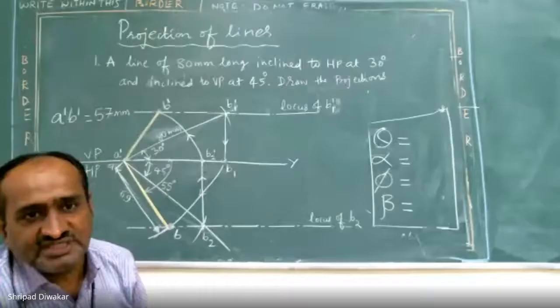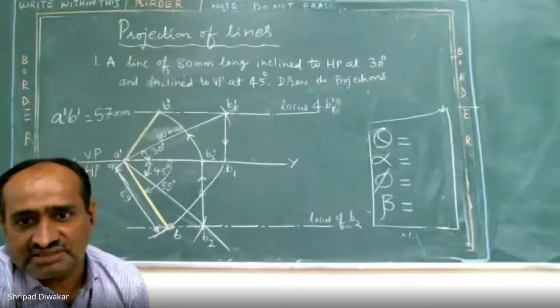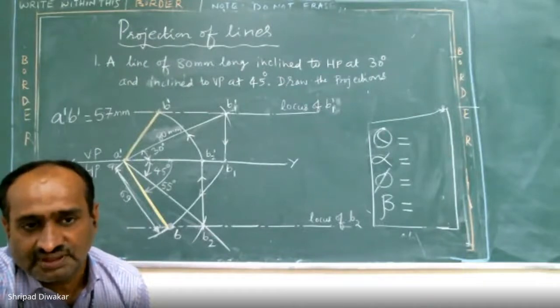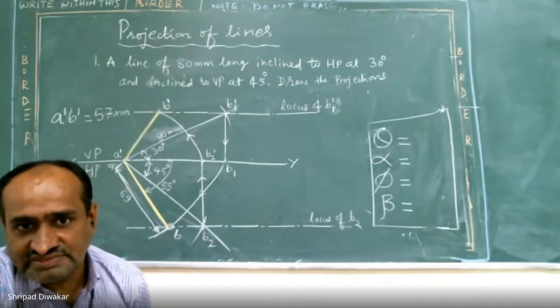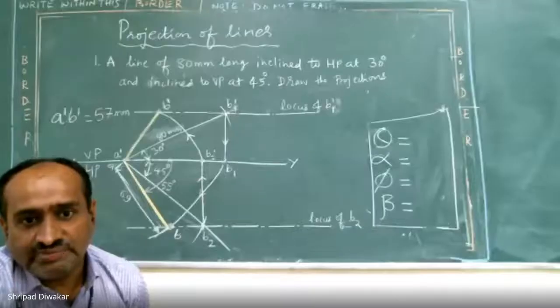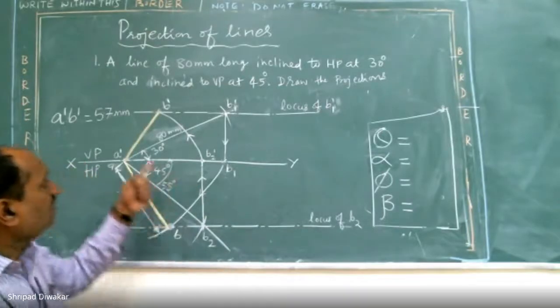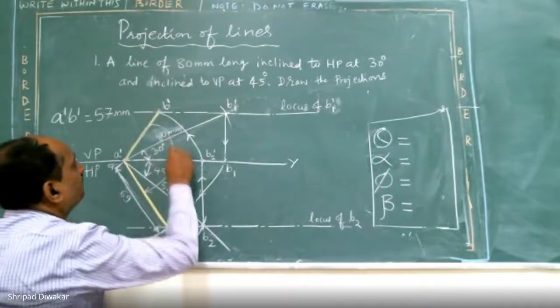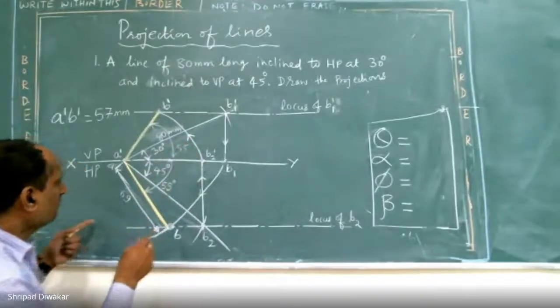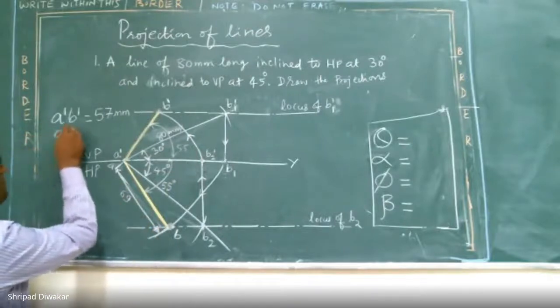Is it possible to take 56, sir? Oh, 56 is also correct. Plus or minus 1 mm is fine, but there should not be too much deviation. Got it, sir. How about AB? Next, what about this angle? How much did you get? 55, sir. 55. So what about AB? AB you are getting 69 mm.